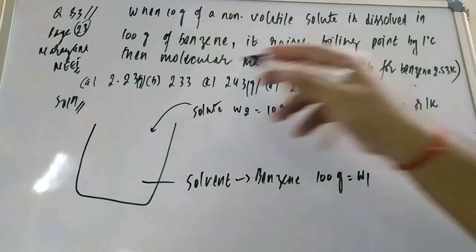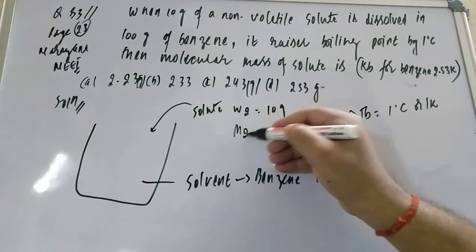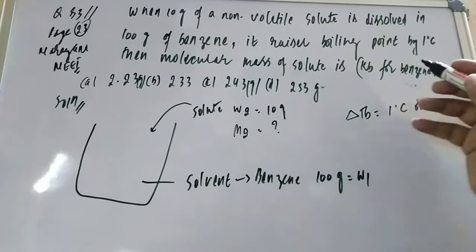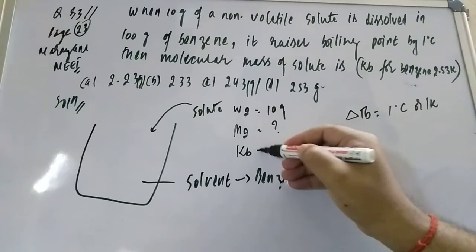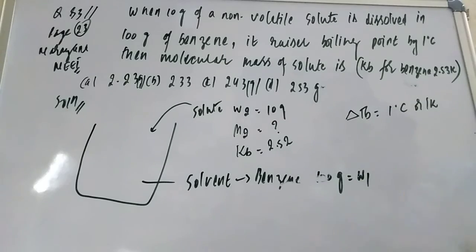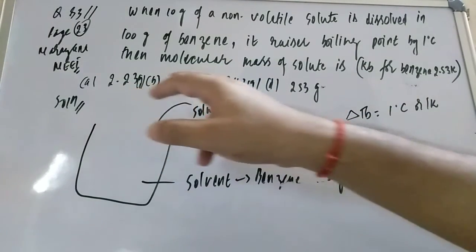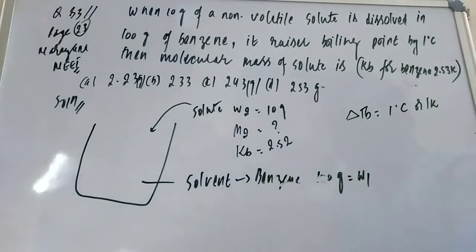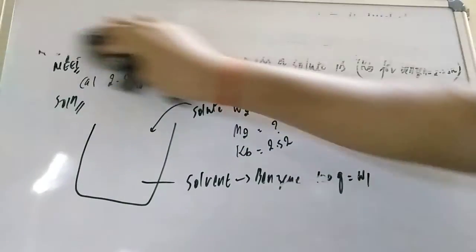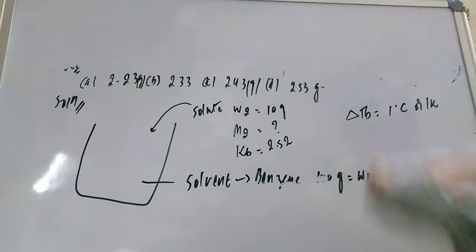Then the molecular mass of solute they are asking, what they are asking, student? M2 they are asking. KB for benzene they have given, how much, student? 2.52. So let us write down the formula and check what could be the answer. The options are 223, 233, 243, 253. This is quite an easy problem, student, we do not have to worry about that much. So let us write down the formula.